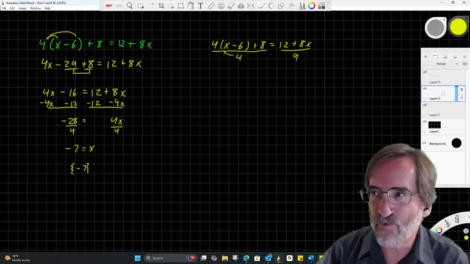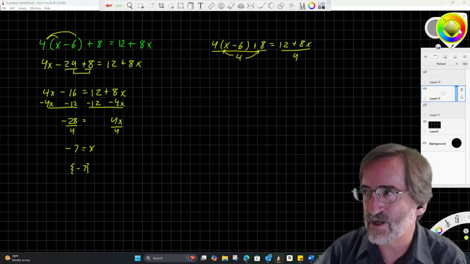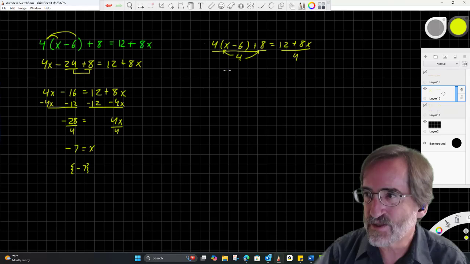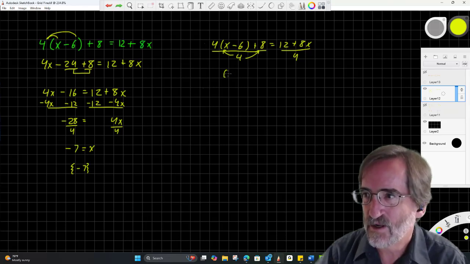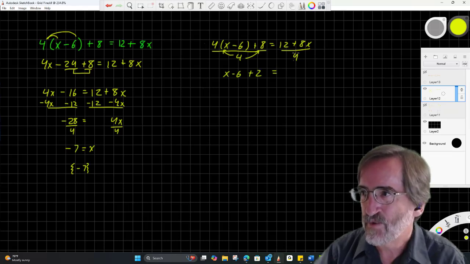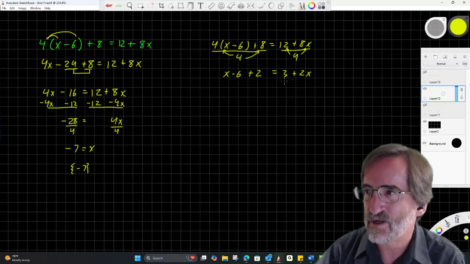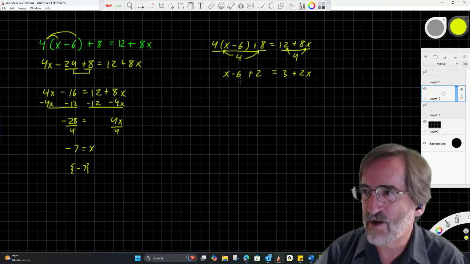So we divide the 4 by 4 and we divide the 8 by 4. So we end up with actually x plus 6 or x minus 6 plus 2, and then distribute the 4 division. 12 divided by 4 is 3, plus 8x, 8 divided by 4 is 2x. And now we can simplify by combining like terms.